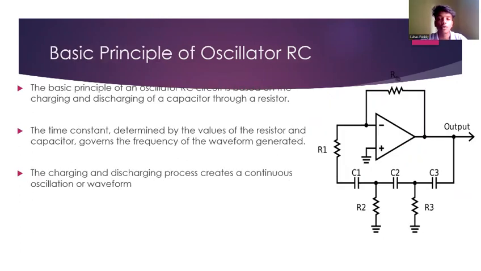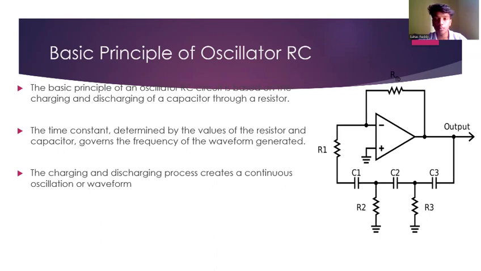Basic principles of oscillator RC. The basic principle of an oscillator RC circuit is based on the charging and discharging of the capacitor through a resistor. The time constant is determined by the value of the resistor and capacitor, governing the frequency of the waveform generated. The charging and discharging process creates continuous oscillating waveforms.